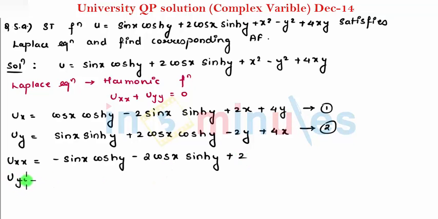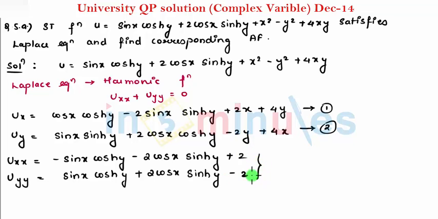So let's write uyy comes to be with respect to y I am doing, sin x will be nothing but as it is, and sin hyperbolic y comes to be cos hyperbolic y. After that, with respect to y you are doing, so plus 2 cos x, and with respect to y cos hyperbolic y comes to be sin hyperbolic y. With respect to y I will be getting minus 2.